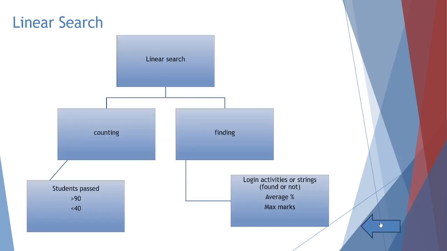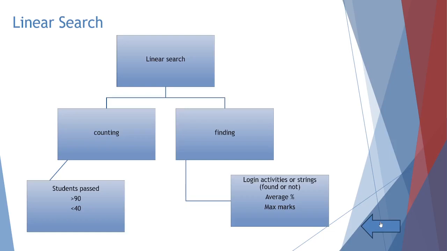Now, in linear search, we can count or find. Two types of programs we can write. For example, in the array, we have accepted marks, let's assume, and how many students have passed. Passing mark is 40 and above. So, how many passed? Counting. How many got greater than 90? Counting. Less than 40? Again counting.